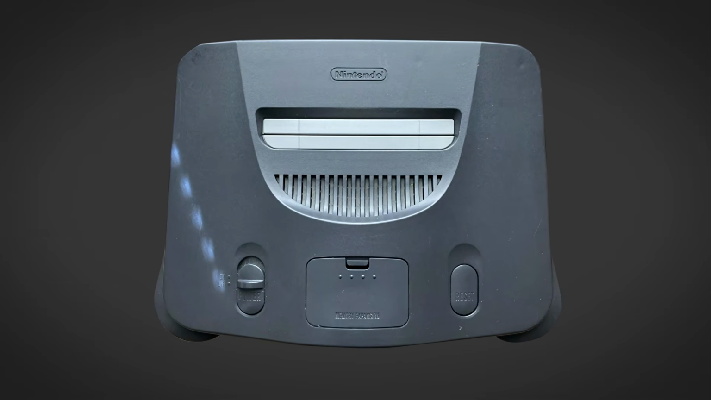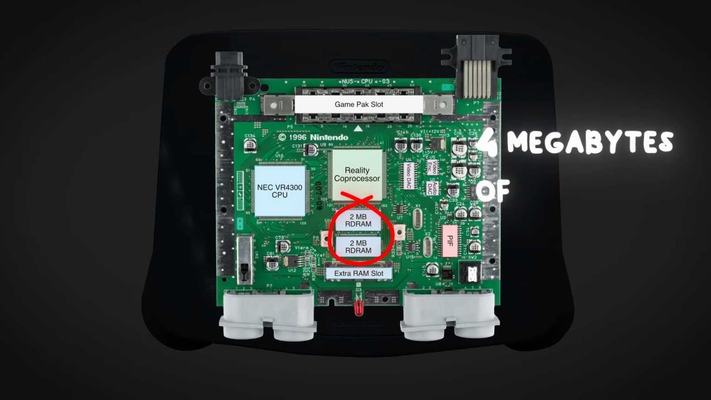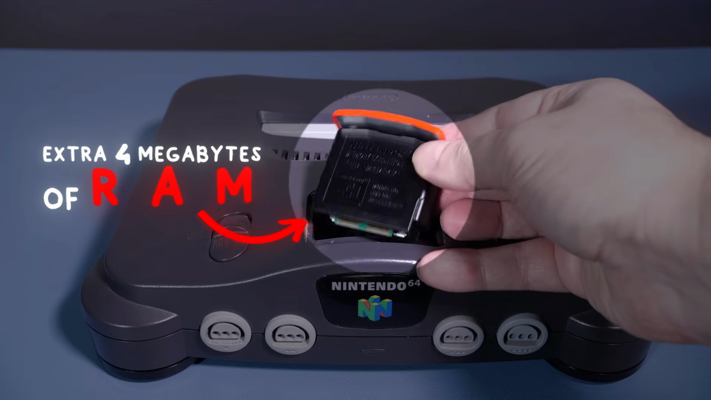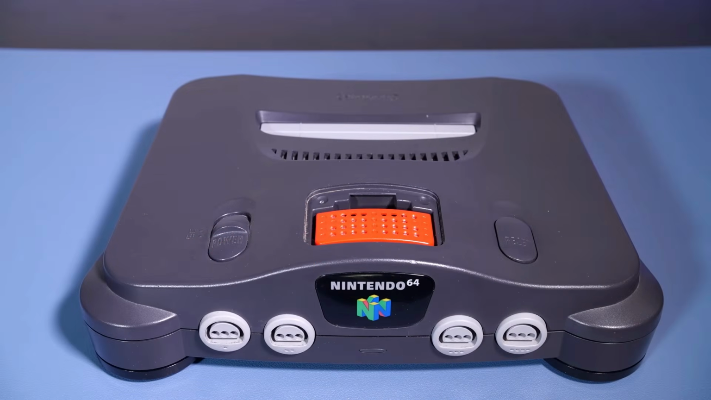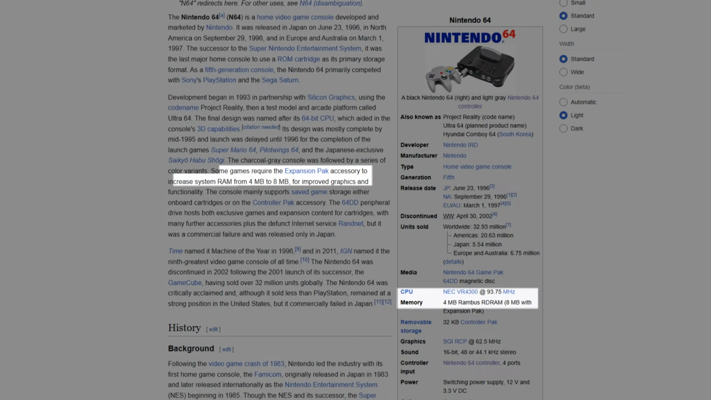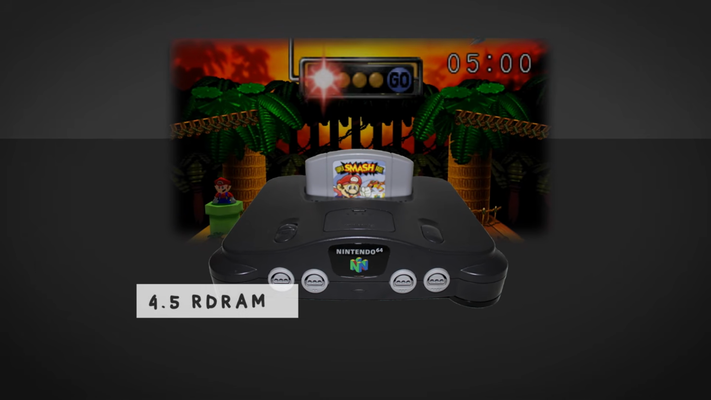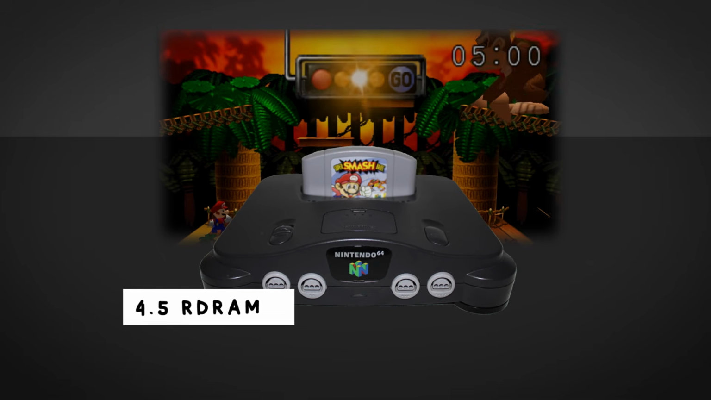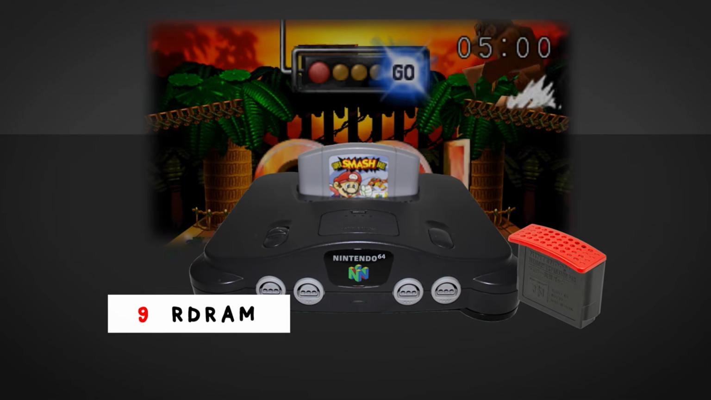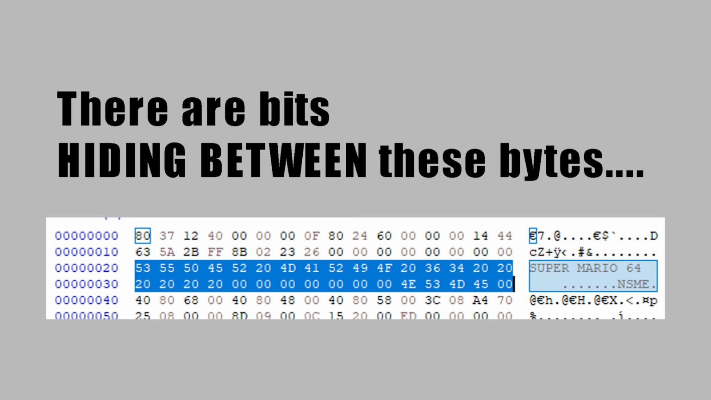We all know that the Nintendo 64 has 4 megabytes of RAM, and you can get an extra 4 megabytes of RAM with the expansion pack. Or do we? That's what it says on Wikipedia and everywhere else. But what if I told you the Nintendo 64 actually has 4.5 megabytes of RAM and 9 megabytes with the expansion pack, and the extra data is hidden between all the data that we knew about?